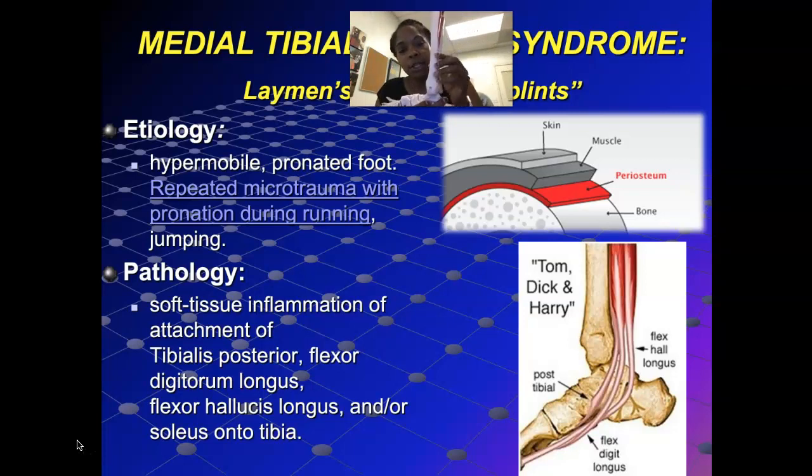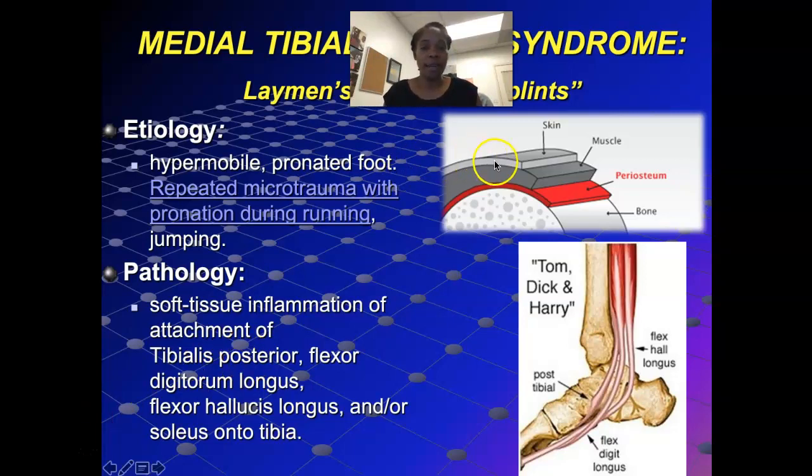In particular, the tibialis posterior muscle has a direct attachment to the tibia, you can kind of see it here. And so if it gets stretched, it will irritate the tibia and cause the signs and symptoms associated with shin splints or medial tibial stress syndrome. So let's look at progression, because medial tibial stress syndrome can progress into a tibial stress fracture.